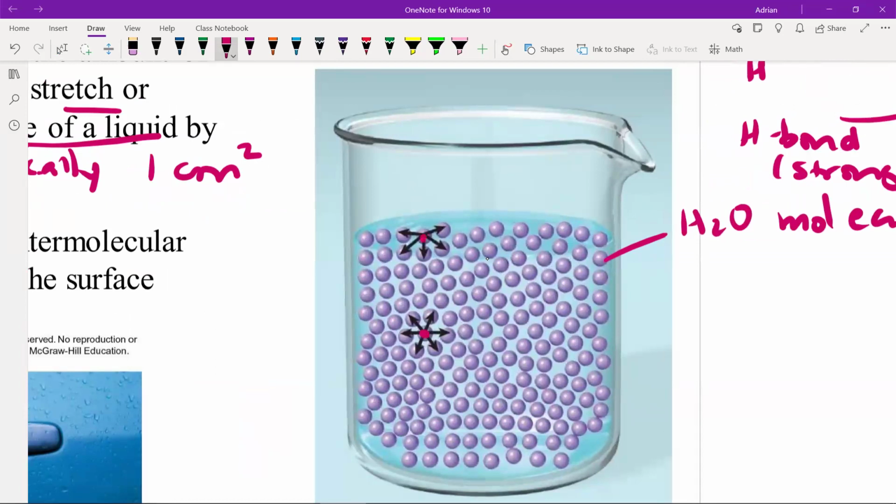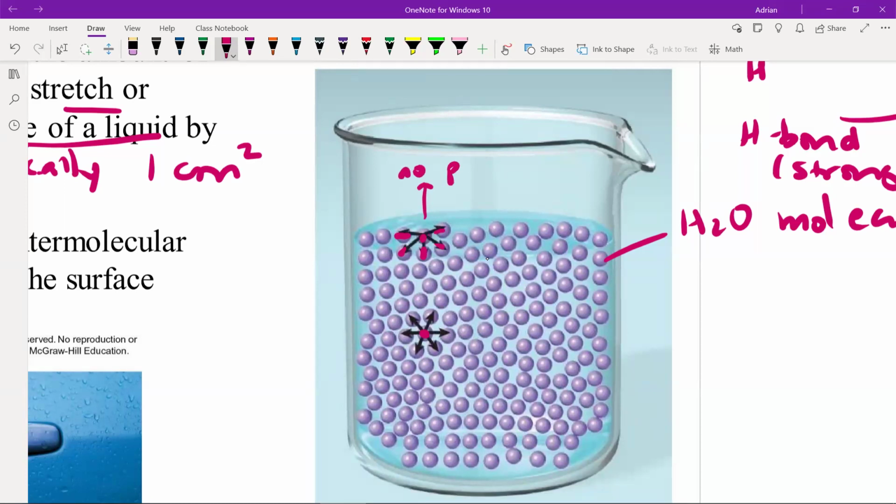One at the surface, though, is being pulled to the left, to the right, to the bottom, and also to the sides. But there is no net pull pulling this upwards. And the net effect of that is a net pull inward on the molecules at the surface, and that causes the surface of a liquid, in this case water, to tighten kind of like an elastic film.